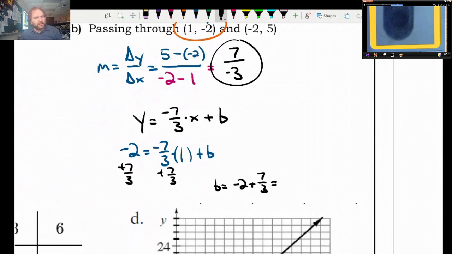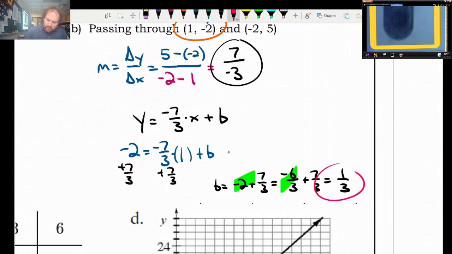One way you can avoid using a calculator for this is rewriting the number 2 as negative 6 divided by 3. Which actually does make finding your y-intercept pretty simple, 1/3. Negative 6/3 is negative 2. They're the same number. So now you got your b and you got your m. You can put them all together. It's going to be y is equal to negative 7/3 x plus 1/3.